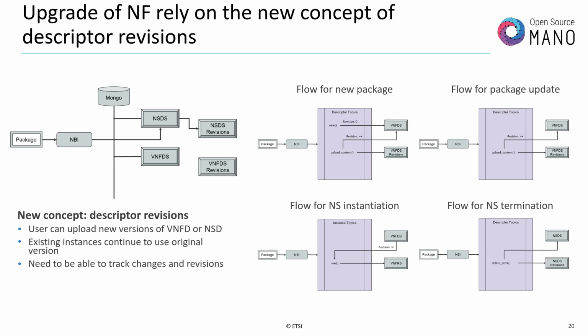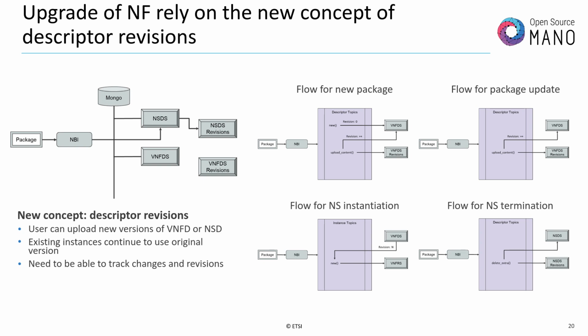Existing instances: let's imagine that we have a running network function instance that was running for some time. If we add a new version of the network function, the existing instance will continue using the original revision, the original version. However, new instances of the network function will use the latest revision. So, as you can imagine, this has led to a major review of the different workflows for the onboarding of packages, the update of the packages, and also for the instantiation and termination. All the workflows need to deal with this new revision concept.